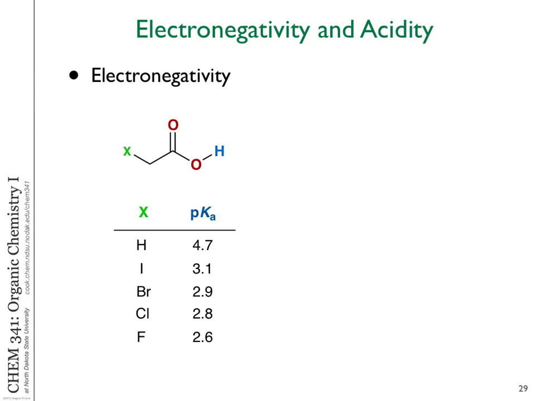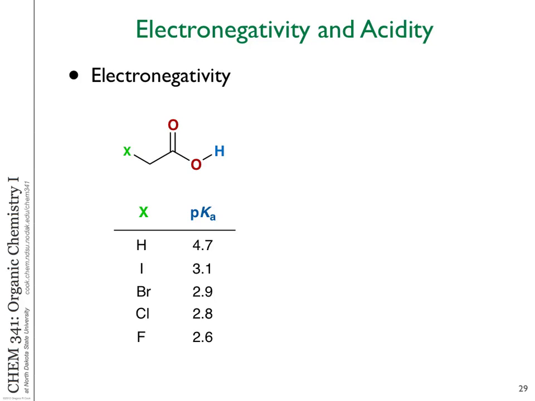And electronegativity is more than just being bonded to that specific proton. Electronegativity also extends through bonds. This is what we refer to as the inductive effect. So if you take a look at this acetic acid, we're not changing at all what the proton is attached to, but we're changing a bond further away. So X, if it's hydrogen, acetic acid has a pKa of 4.7. If you go all the way to fluorine, a more electronegative atom, the pKa goes down to 2.6, it becomes more acidic.